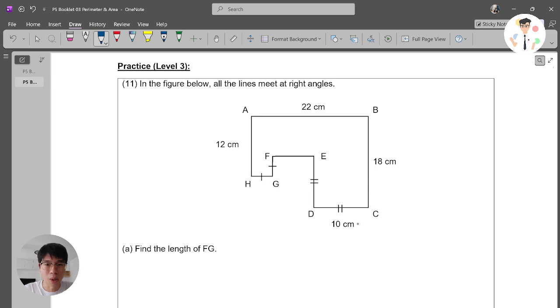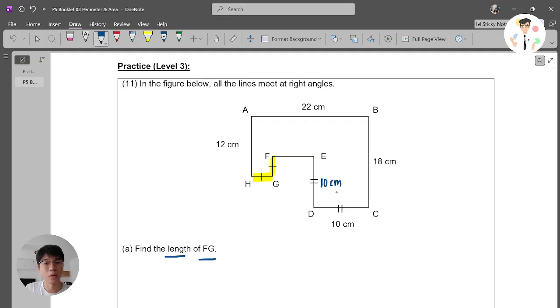Now, what is important is we need to find out the length of FG, which is here. Let's try to write down something that we know. This yellow color part is the same as this yellow color part. That's what I know. And here is 10 cm, so here will also for sure be 10 cm. Now, that's all I know.